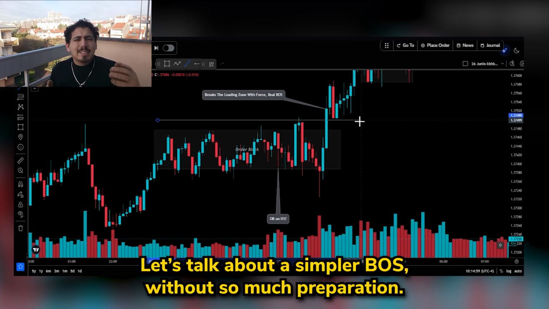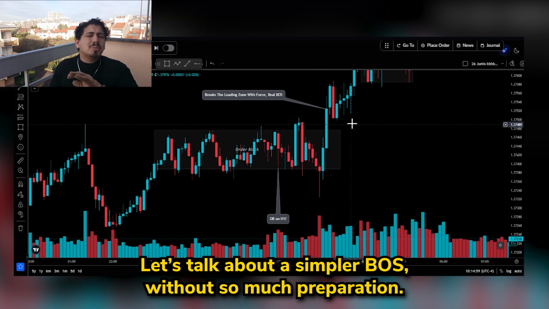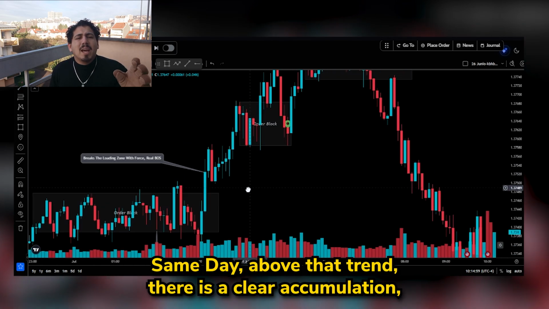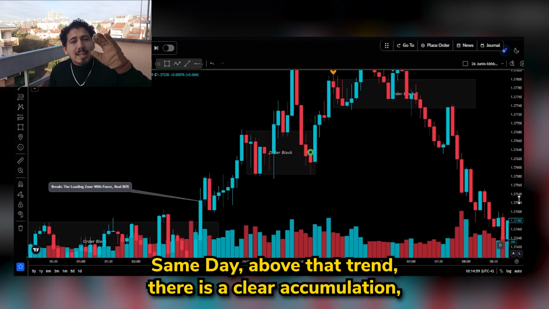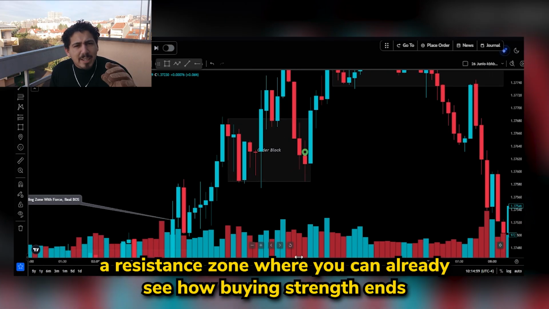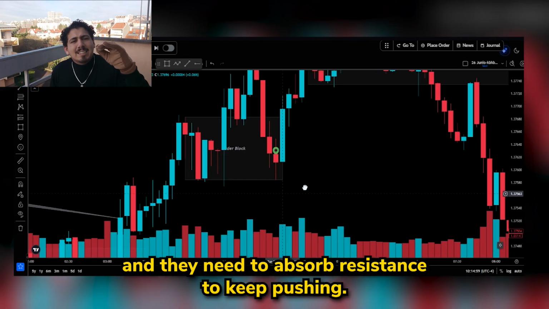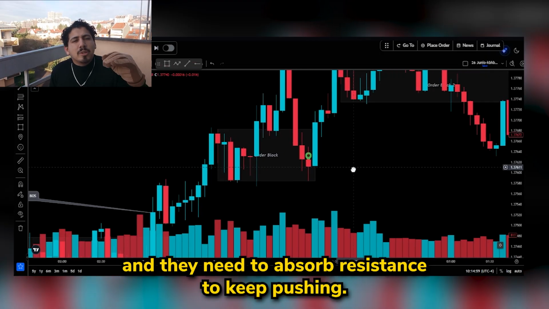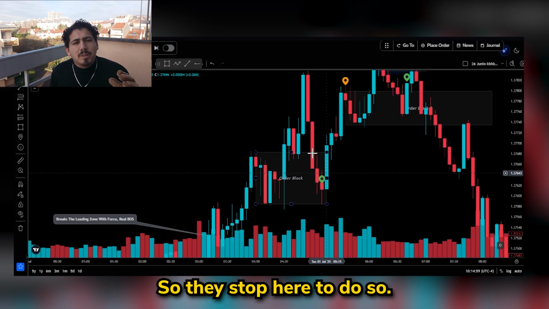So let's talk about a simpler break of structure without so much preparation. Same day above that trend. There is a clear accumulation, a resistance zone where you can already see how buying strength ends and they need to absorb resistance to keep pushing. So they stop here to do so.